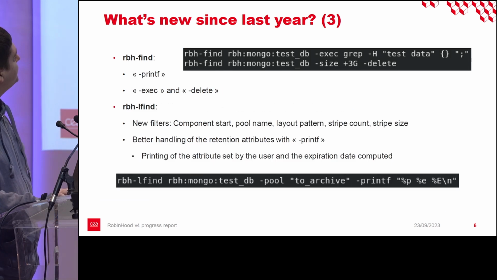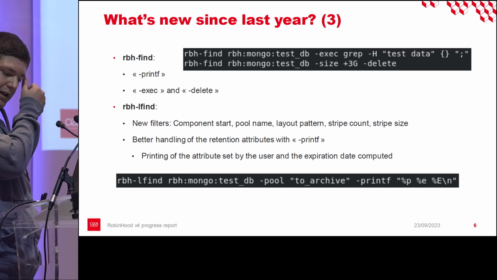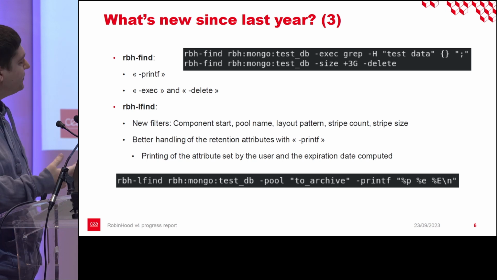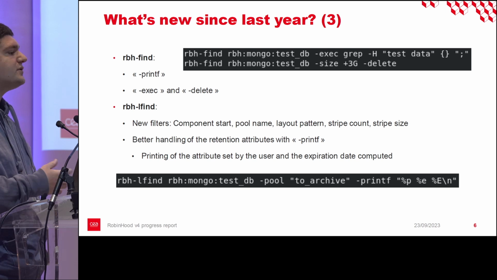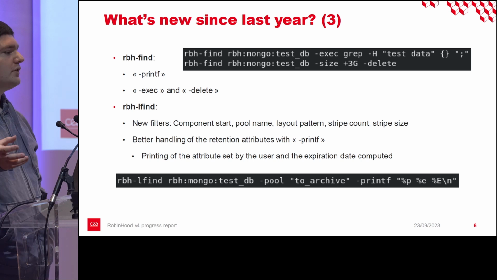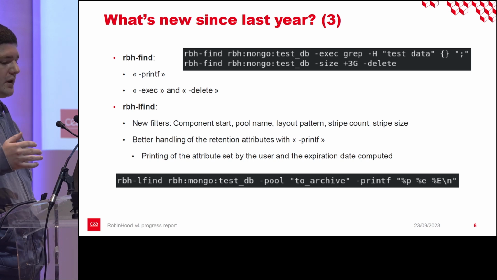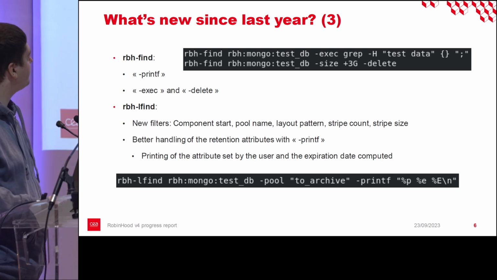On other tools, first IBH find: we added the first printf action, which is used to print additional information about entries and customize the output of the command. Alongside it, we also added the exec and delete actions, to execute a piece of code on the found entries, and delete to completely remove either the entries or the objects from the system, depending on the backend used.